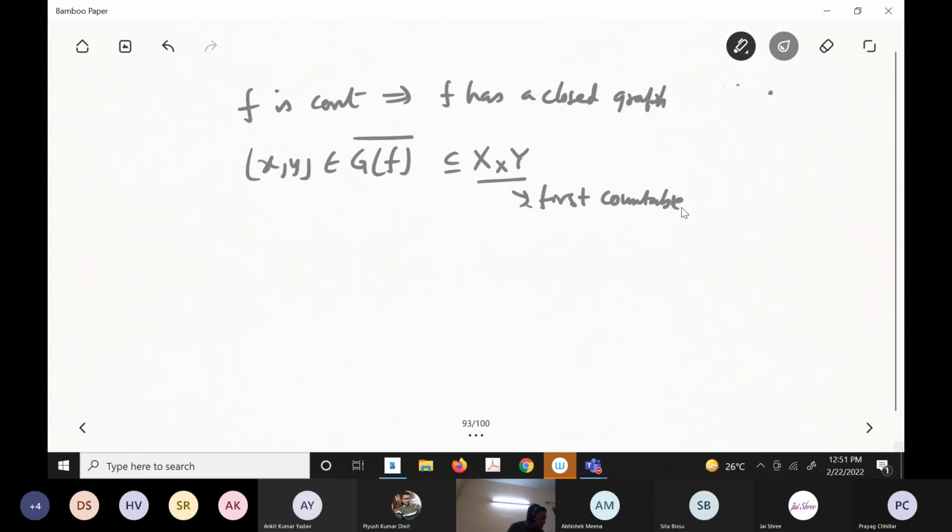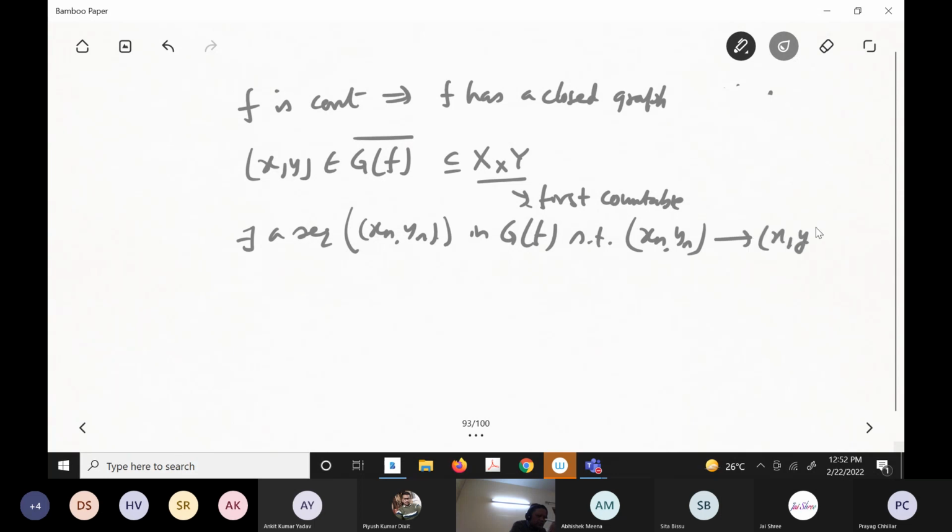This problem you should pay some attention to, because next semester you'll be doing functional analysis. There is that famous closed graph theorem. So you will require this concept, so that there exists a sequence (xn, yn) in G_f such that (xn, yn) goes to (x, y) in the product topology. So you take the projections, the first projection, which is continuous. Okay, so that this goes to this. If you take the first projection, this goes to this.